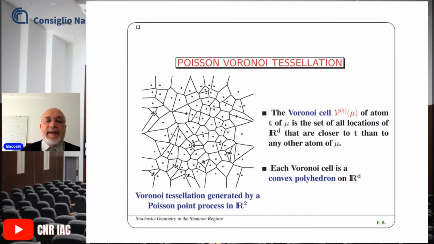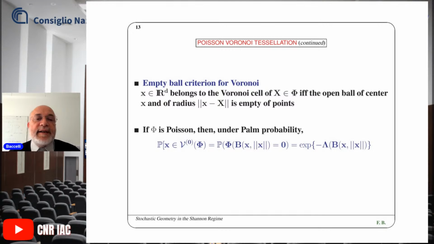And therefore you get a convex polyhedron for each atom, which are the loci of the points of the Euclidean space which are closer to this atom than to any other, right? And the key thing in the Poisson case is that there is this empty ball criterion.